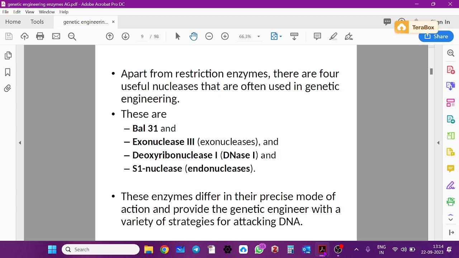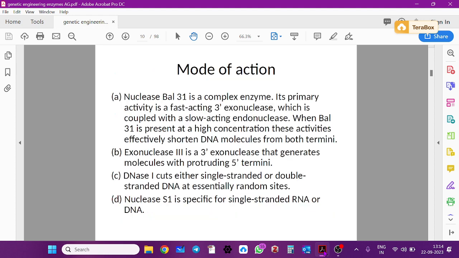Then you have S1 nuclease. This S1 nuclease is an endonuclease. Restriction endonuclease. In the mode of action, we are talking about nuclease BAL31.